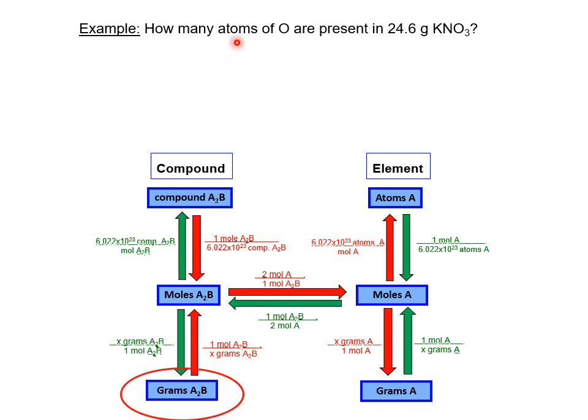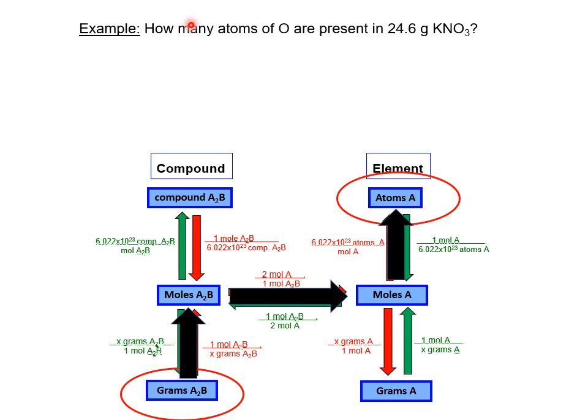We're told to find the number of atoms of oxygen, so we're going to end up here at atoms of the constituent element. So this is where we're trying to end up. So we have to go from grams of KNO3 to moles of KNO3 using the molar mass of KNO3. And then we're going to go from moles of KNO3 to moles of oxygen using the chemical formula as a conversion factor. And then in the last step, we're going to go from moles of oxygen to atoms of oxygen using Avogadro's number as a conversion factor.